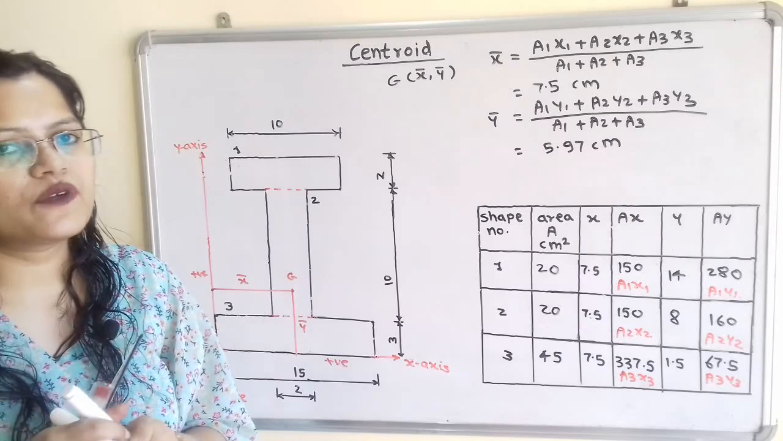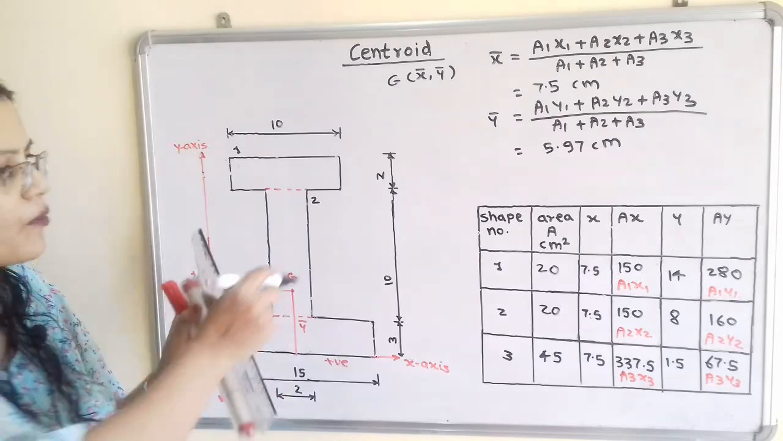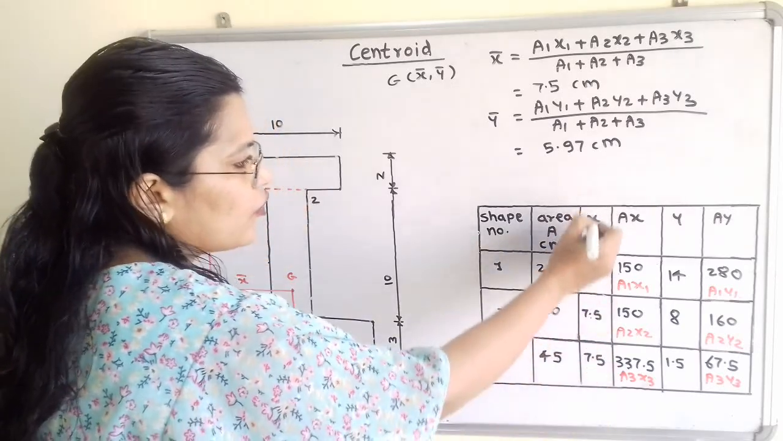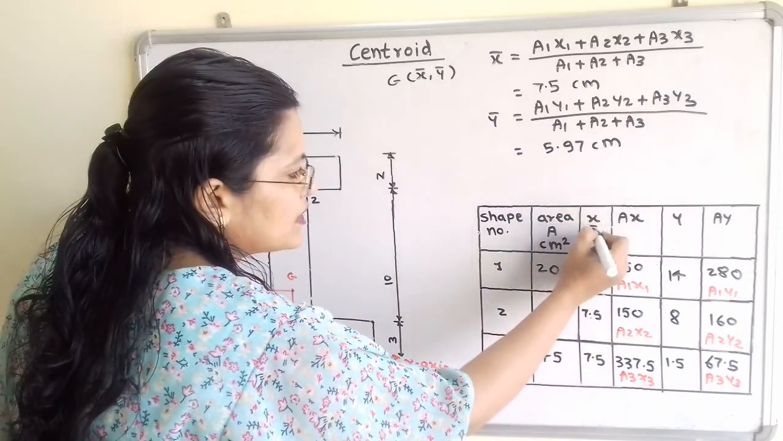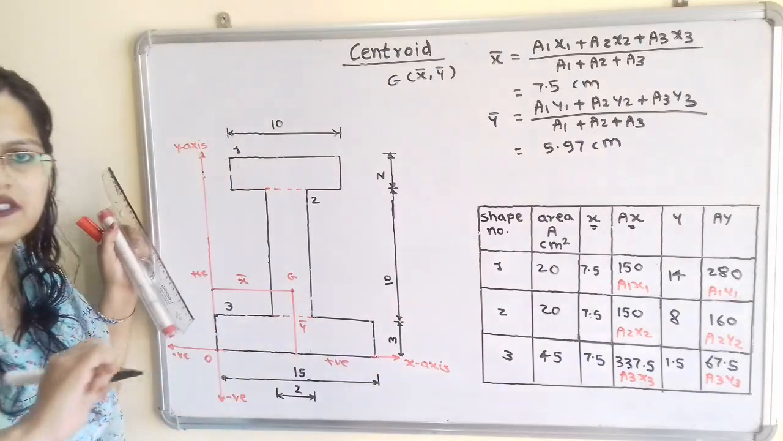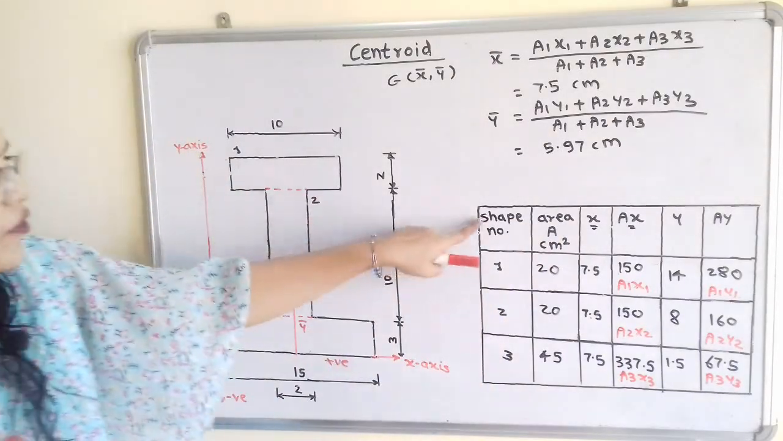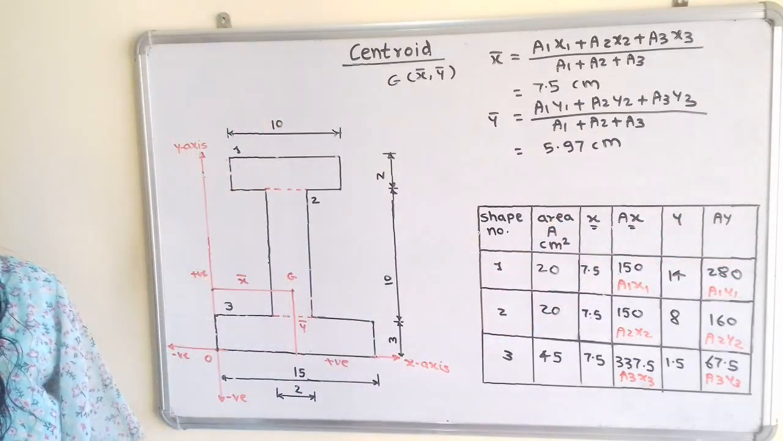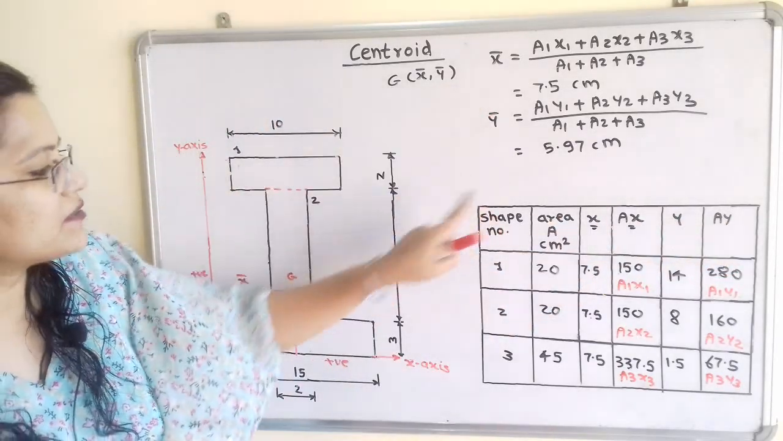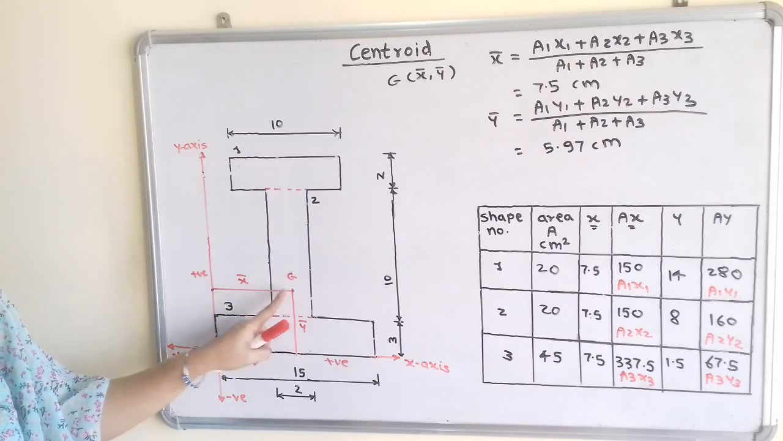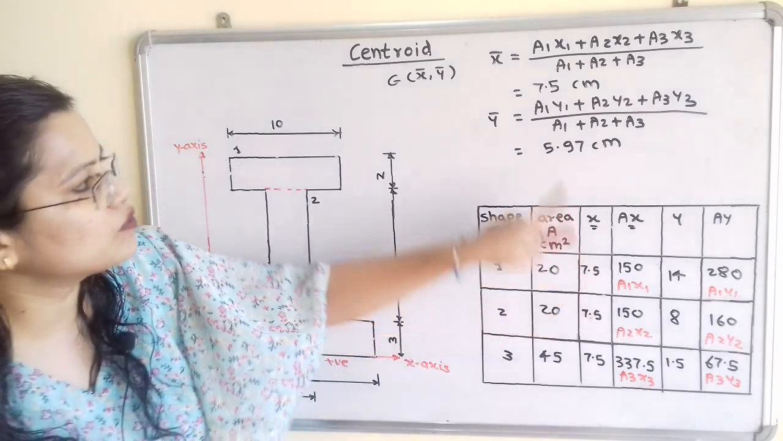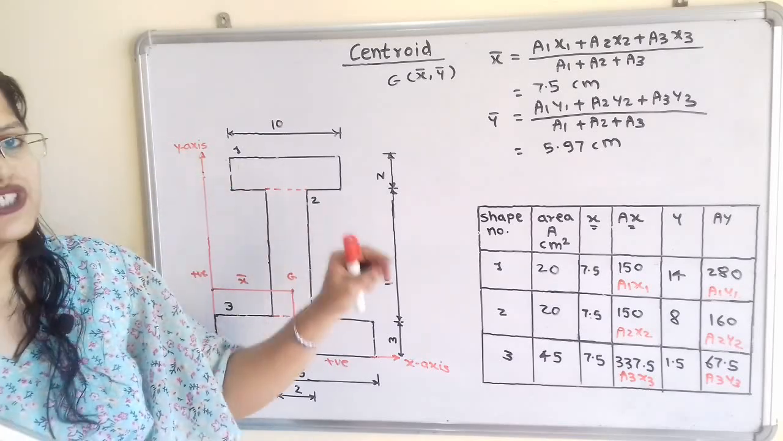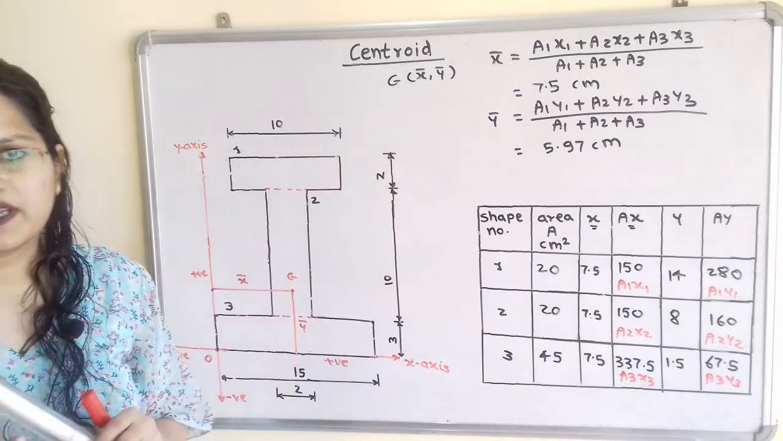So whenever we solve such a symmetric problem, then it is not necessary to calculate or to prepare the table for this x as well as ax. We can prepare the table for shape number, area, y and ay. And we will write only the value of x bar is equal to the horizontal distance of the center, which is equal to 7.5 centimeter. So we have to mention only this in the exam.